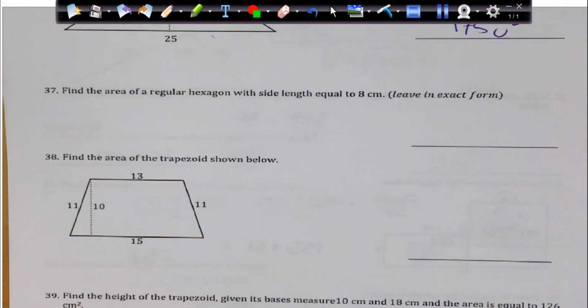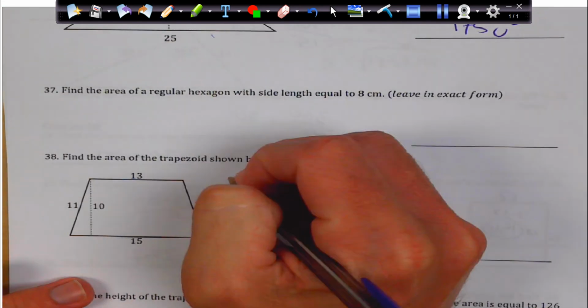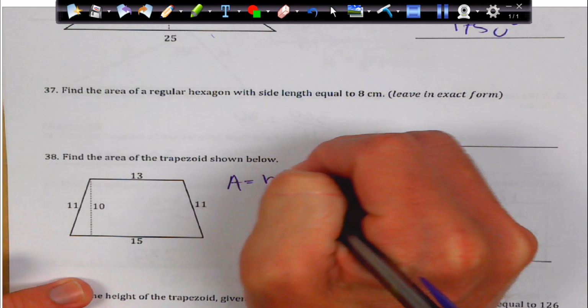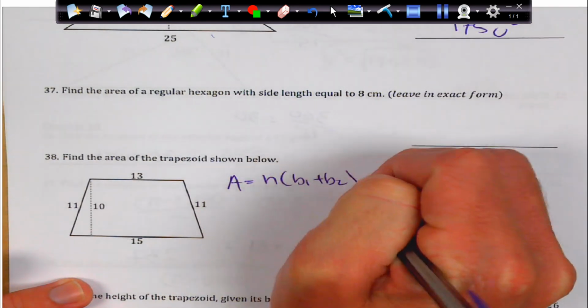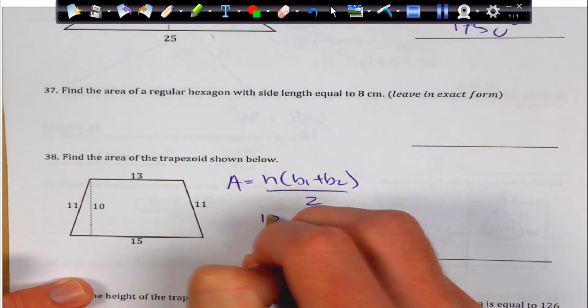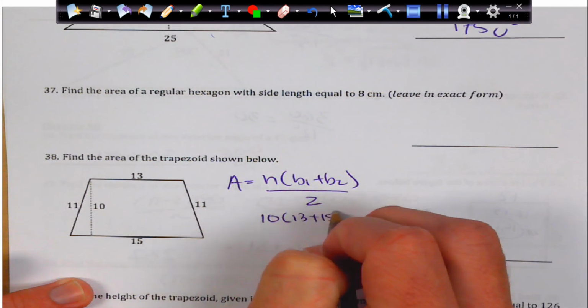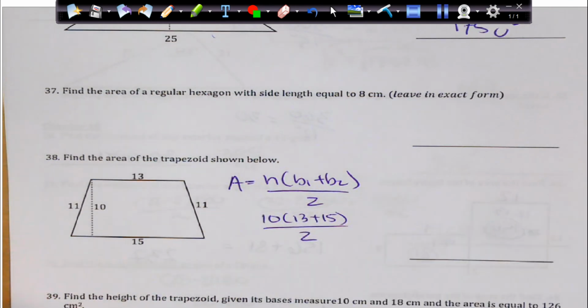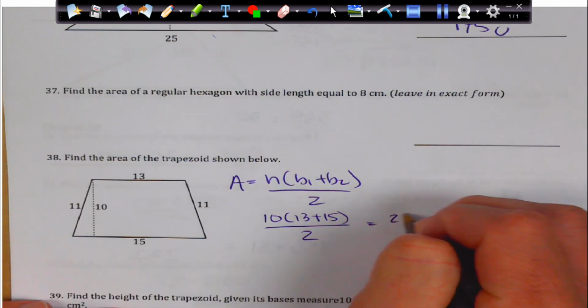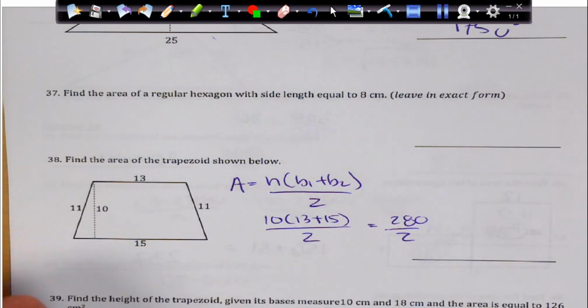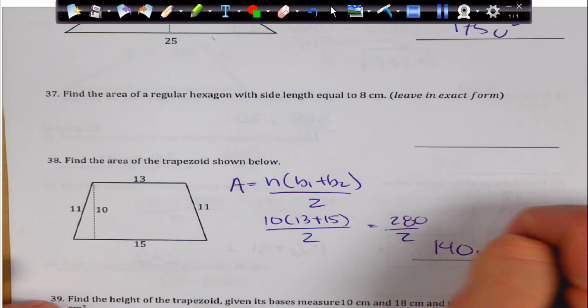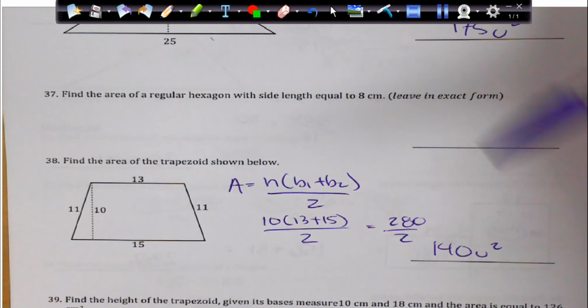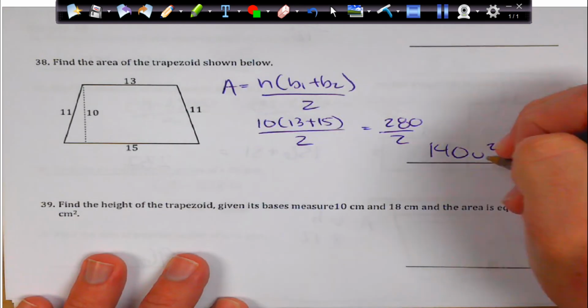All right, find the area of a trapezoid. Area equals height times base 1 plus base 2, all divided by 2. So that's going to be 10 times 13 plus 15, divided by 2. 13 plus 15 is 28 times 10 is 280. So this should be 280 divided by 2. We get 140. Again, square units. That's a U, by the way.